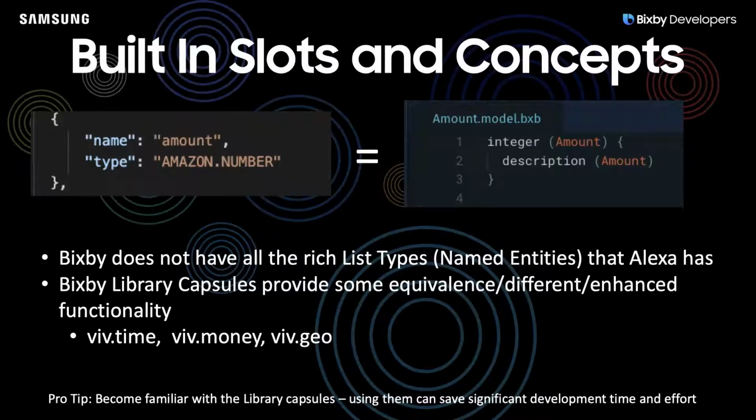However, you should always check those Bixby library capsules because they provide some equivalence, some different functionality, and sometimes enhanced functionality over what might be an Alexa built-in slot. Examples, Viv Time, Viv Money, Viv Geo, and that goes right to my pro tip. You definitely want to become familiar with the Bixby library capsules. The library capsules are a bunch of pre-written code that make things easier and faster for you to develop. So, jumping into Bixby development, take a look at the library capsules and see if they can help you.